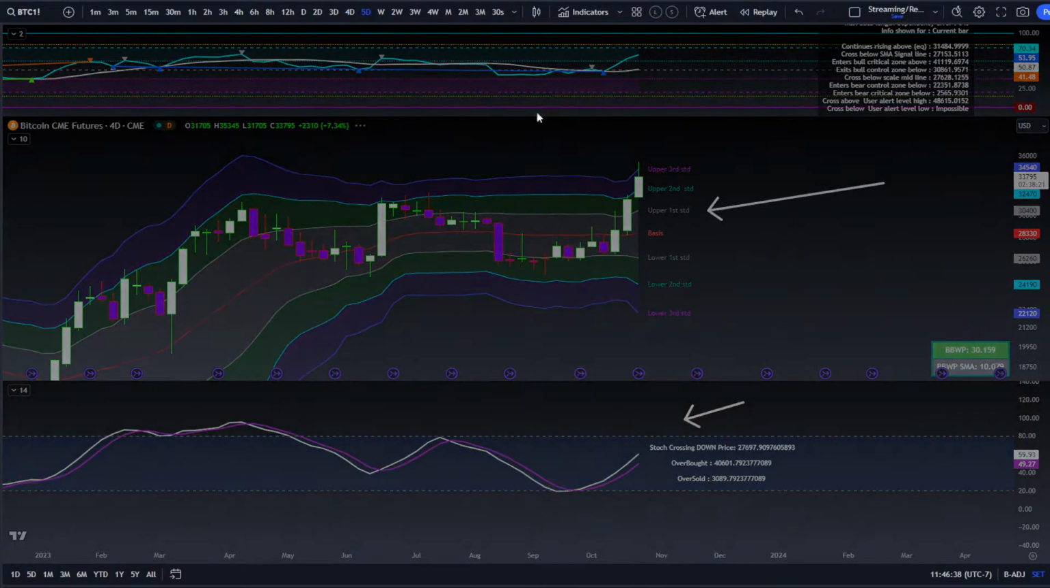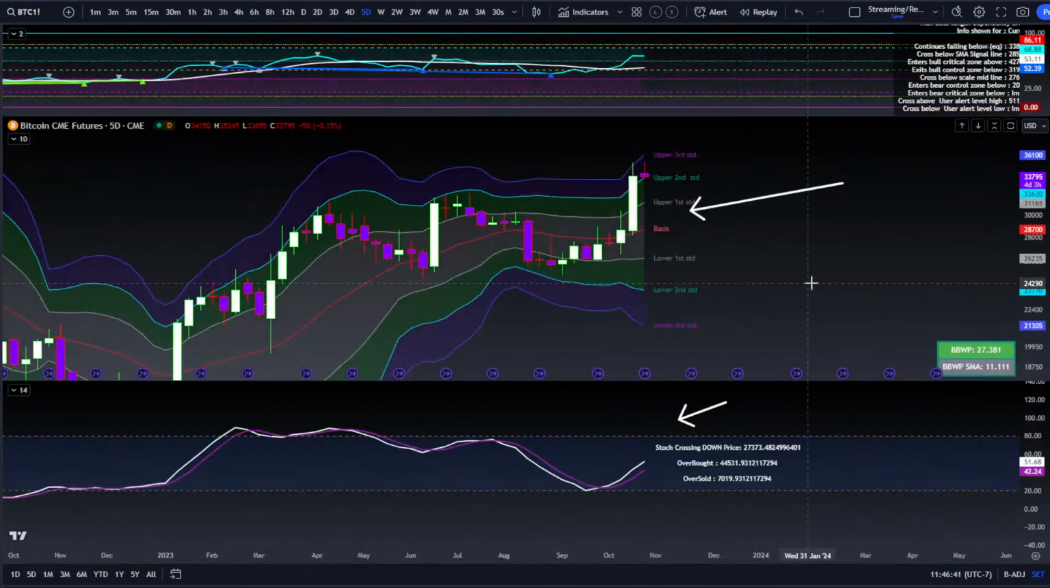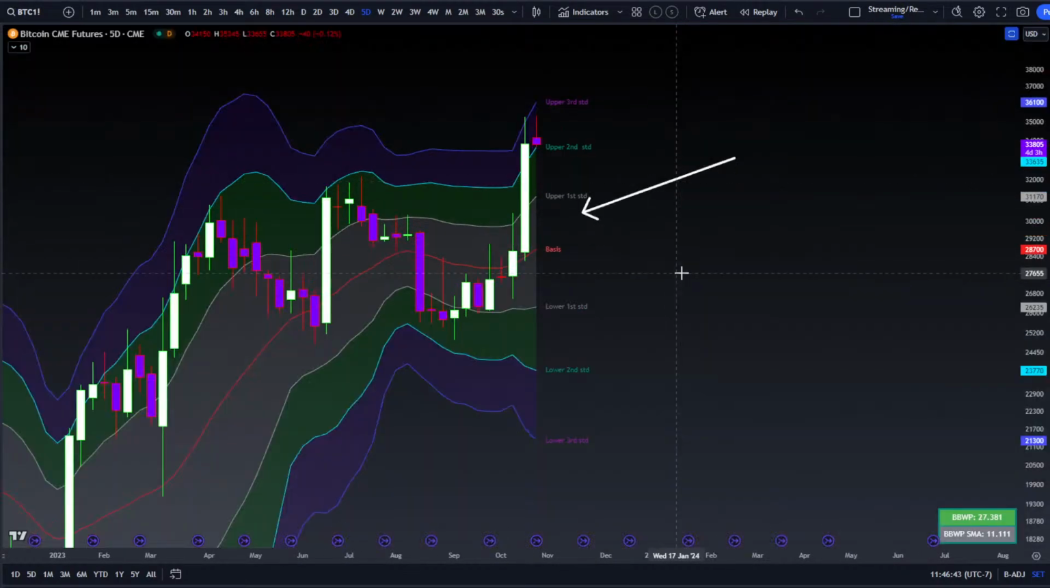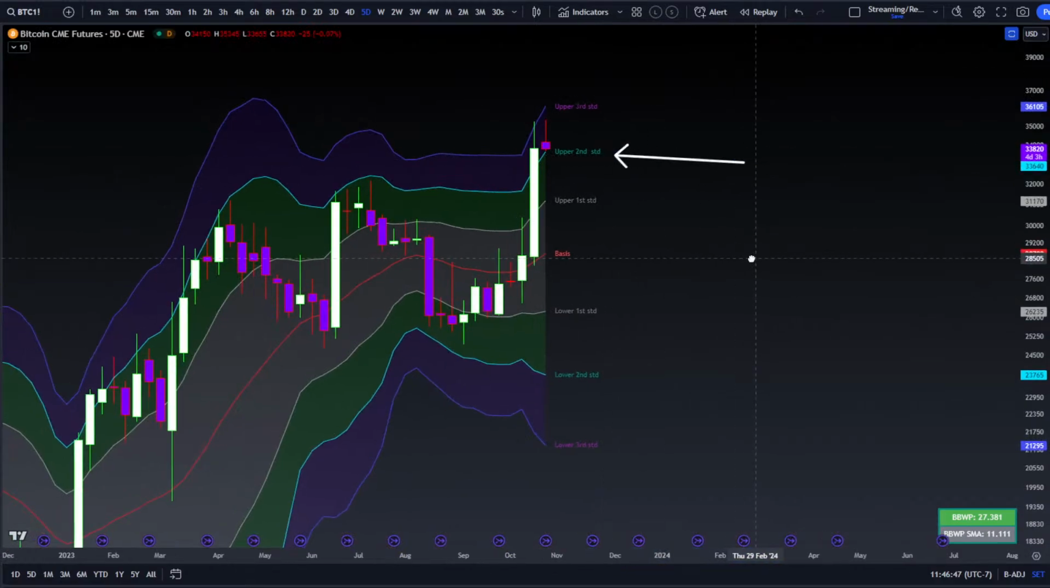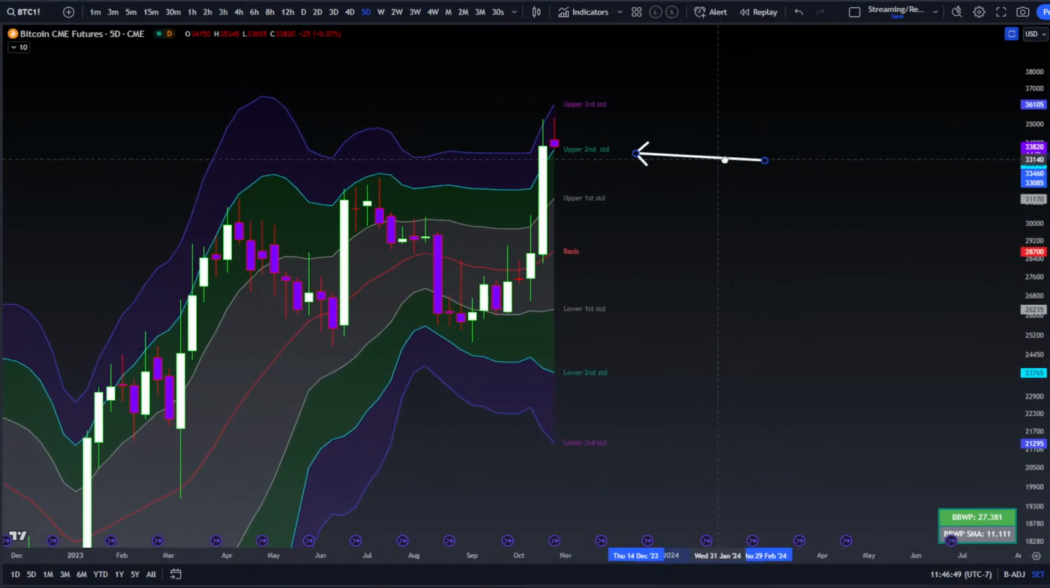If we look at the 5-day, which just closed, we can see that Bitcoin closed above the upper second standard deviation, and it's only coming back to test it right now in the early trading of the 5-day candle. And that is at 33,640. And this is nice expansion. This is what you want to see. Now, it does give it a pretty big range down to 31,170 with that upper first.